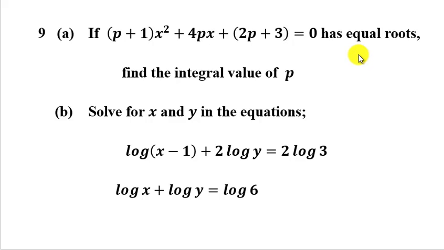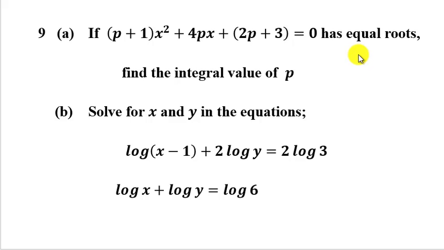And for B, you have to solve for x and y in the equations log(x − 1) to the base 10 plus 2 log y to the base 10 is equal to 2 log 3 to the base 10, and log x to the base 10 plus log y to the base 10 is equal to log 6 to the base 10.